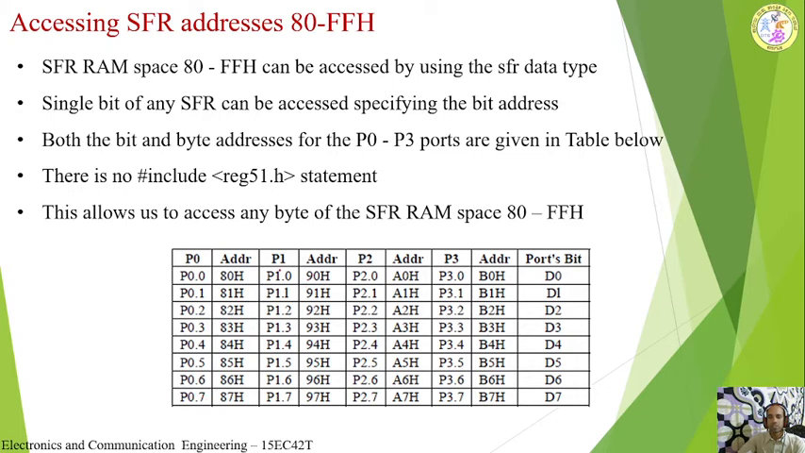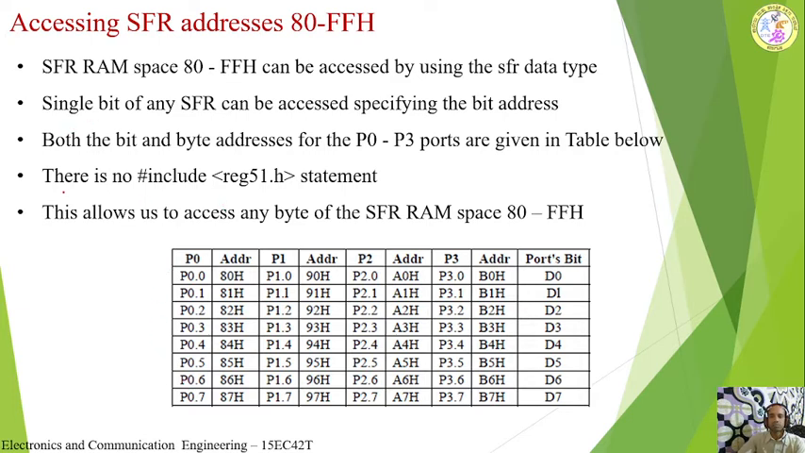Similarly, these are the addresses for port 1. So remember, port 0 is 80, this is 90, this is A0, and this is B0. For example, port 3, that is P3.0, is B0, and P3.1 is B1, and so on up to P3.7, which is B7. So these are the particular pins of the respective ports, P0, P1, P2, or P3. And these are the bits here, D0, D1. D stands for data bit, that is the 0th bit, 1st bit, and so on up to the 7th bit. So totally 8 bits or 8 pins are available on each port.